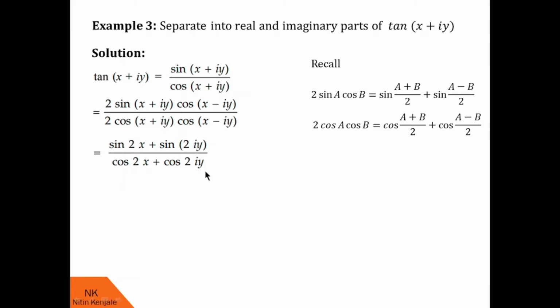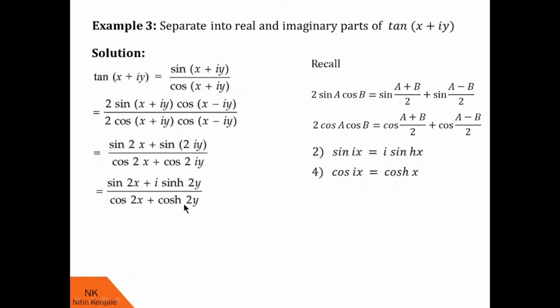Now further, I will use the relationship between circular and hyperbolic function, which states that sin ix is equal to i sin hx and cos ix is equal to cos hx. So this sin 2iy can be written as i sin h 2y and cos 2iy can be written as cos h 2y. So now it is clearly seen that tan of x plus iy is separated into a real part, which is sin 2x upon cos 2x plus cos h 2y, and imaginary part, which is sin h 2y upon cos 2x plus cos h 2y. I hope you understood this part.